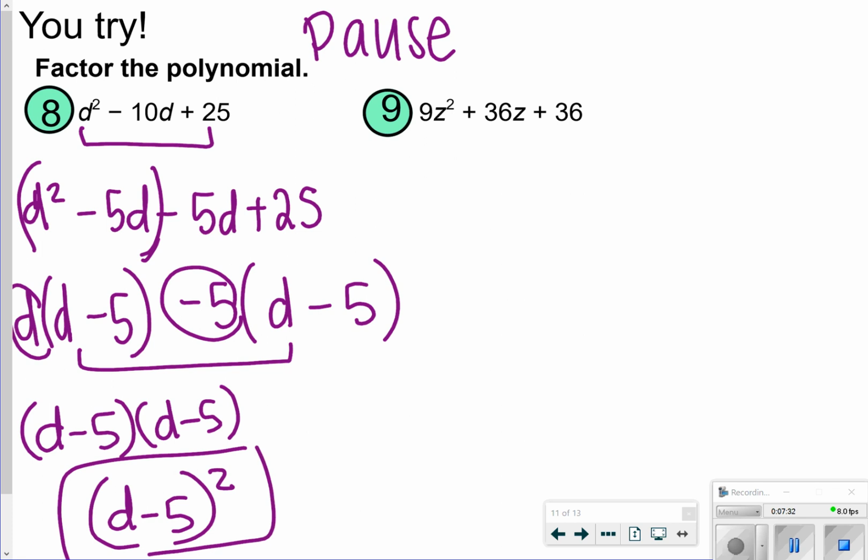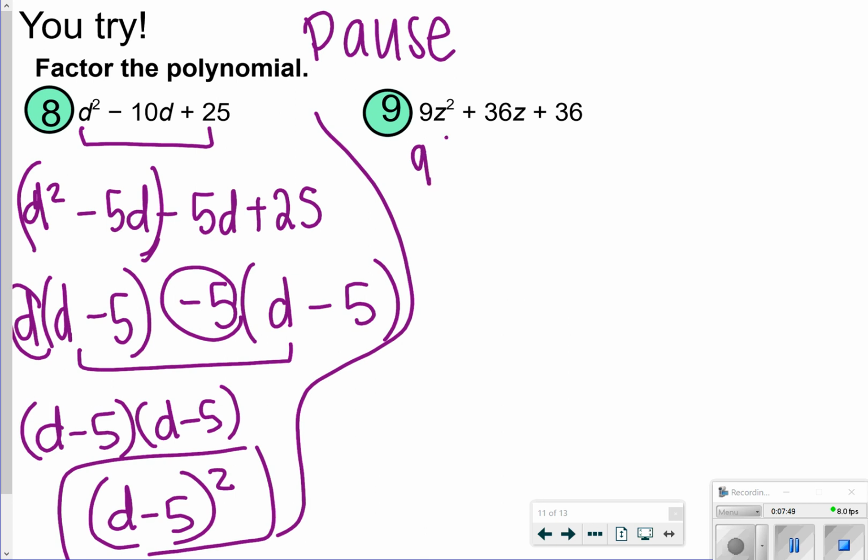For number 9, that one was a little bit trickier if you ended up trying it. If you got frustrated, that's okay. What I did first, because I have 9 times 36, I really didn't want to find the factors of 324 that would also add up to 36. So what I did is I actually factored out the 9 first to give me z squared plus 4z plus 4. Then that made it a little bit easier to go by grouping and to find my matching binomial.